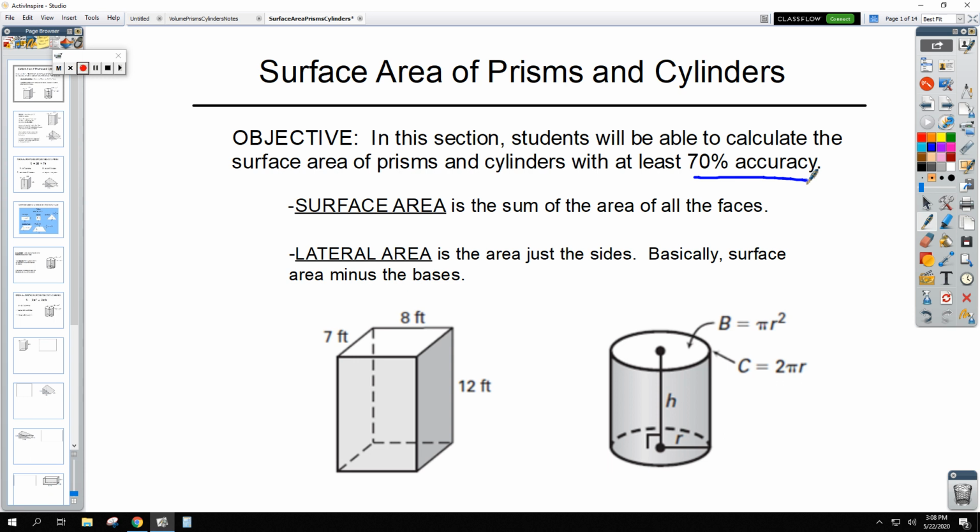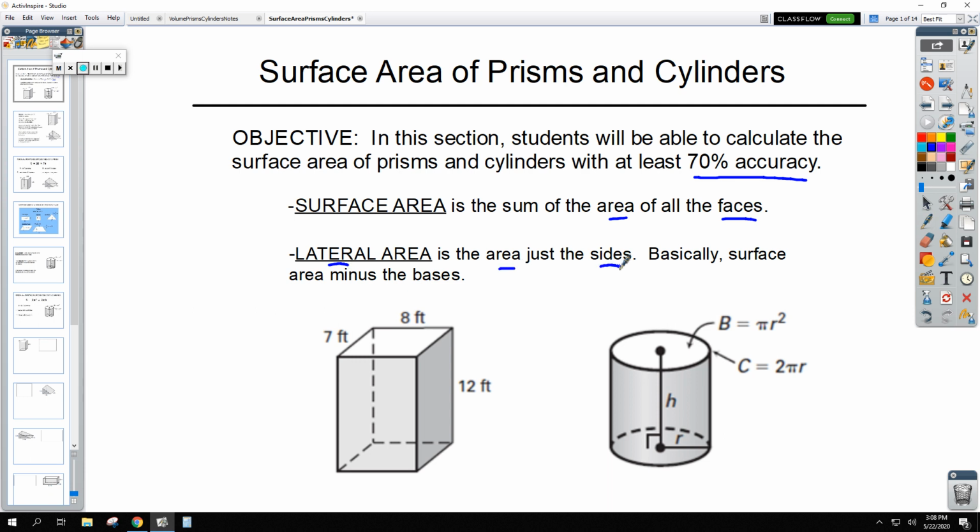All right. Surface area, what is it? It's the sum of the area of all the faces in a solid. What you could do to find surface area, for example in this solid, is just find the area of every single surface here and then add them up. But what I'm going to show you later on is there are some formulas that make that process a little bit quicker. Surface area, as opposed to lateral area, which is the area of just the sides.